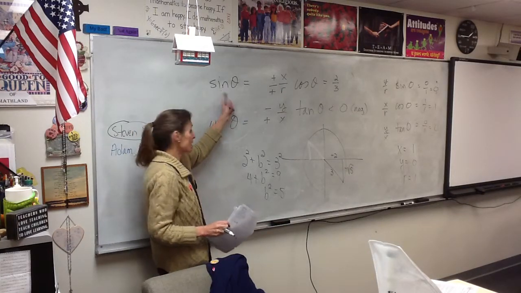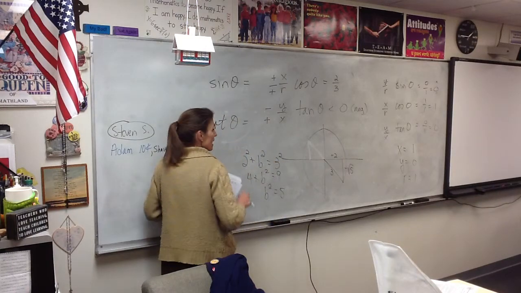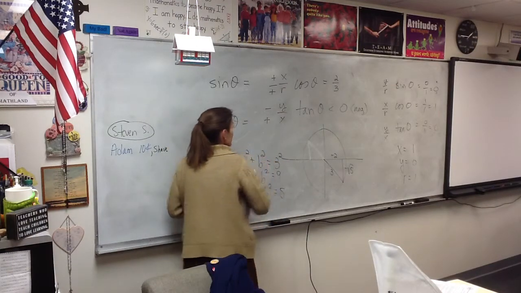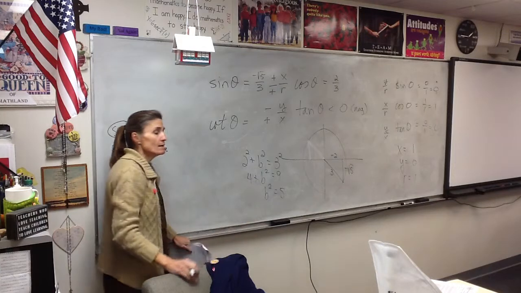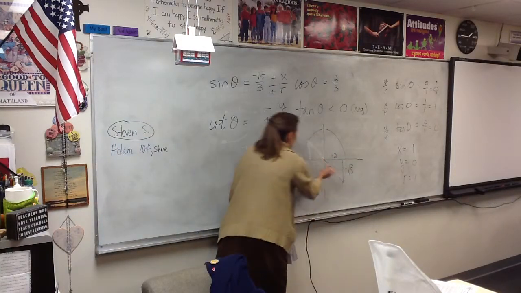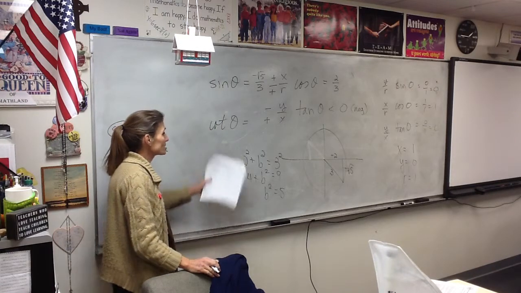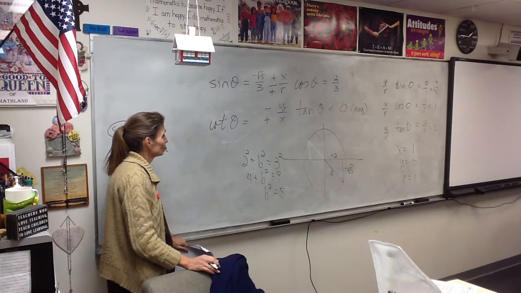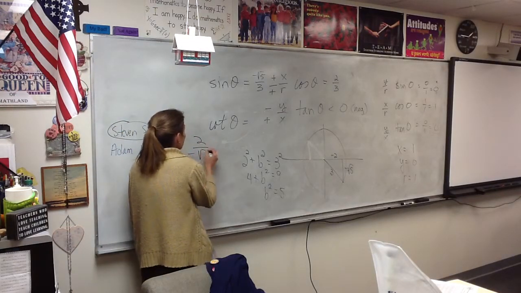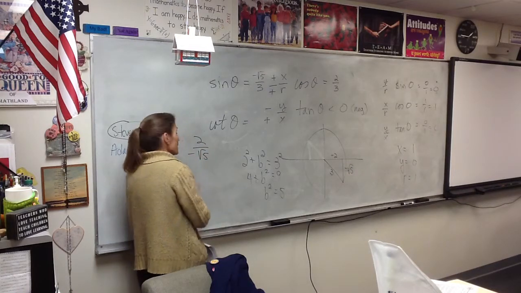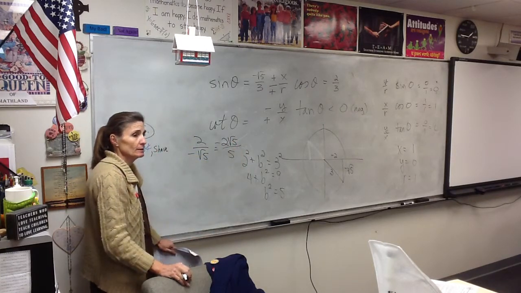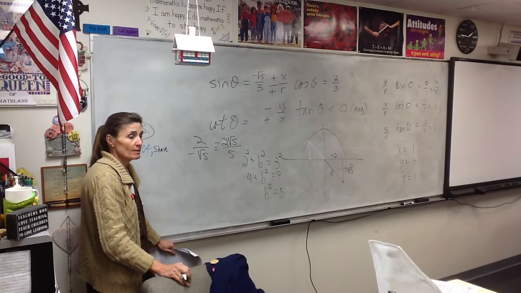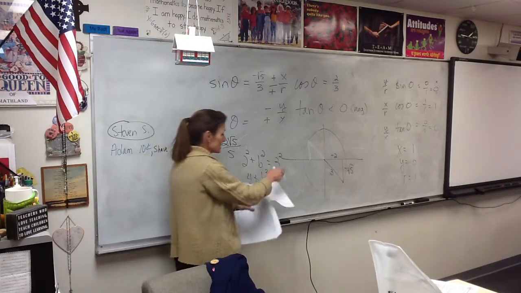Now, tell me about the sine. What's the sine of that picture? Negative root 5 over 3. Thank you, Jabria. Negative root 5 over 3. Sine is opposite over hypotenuse. What's the cotangent? It's 2 over negative root 5. It's adjacent over opposite. But you have to rationalize that. So it's negative 2 root 5 over 5. These are hard. Let's turn the page and look at the next one.